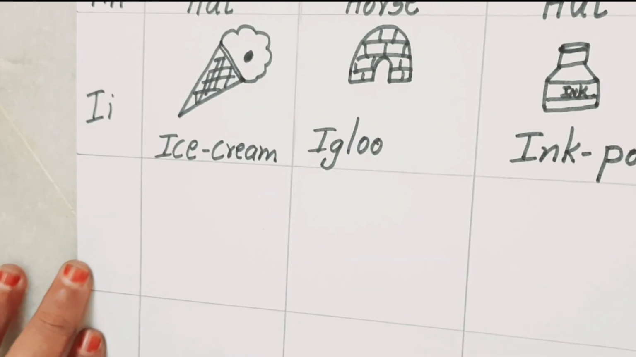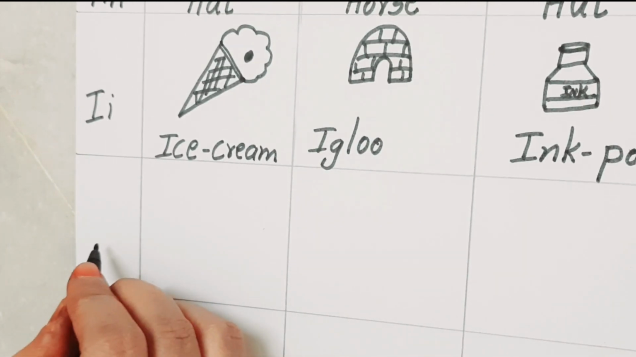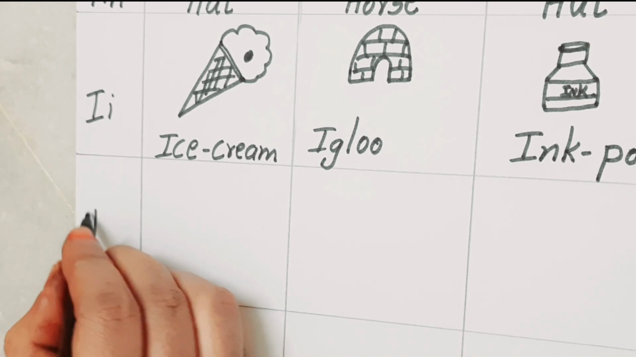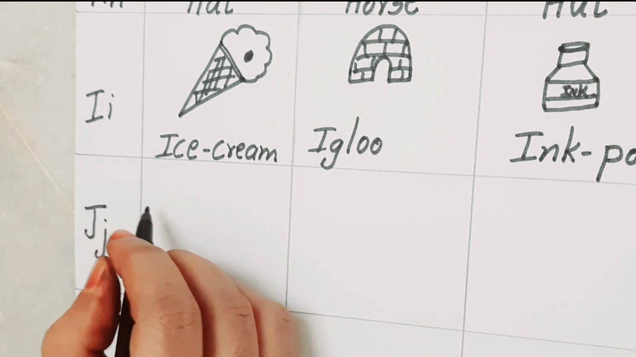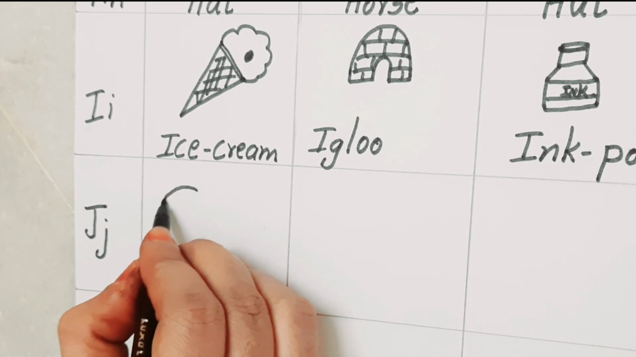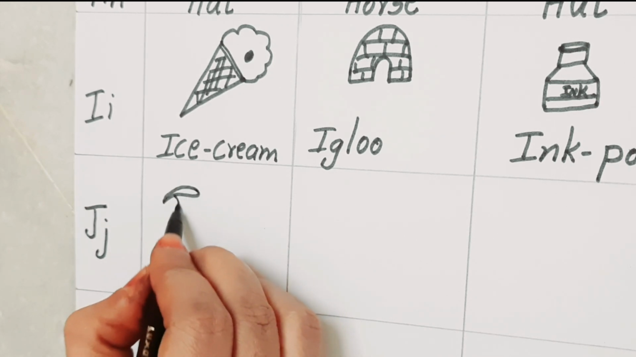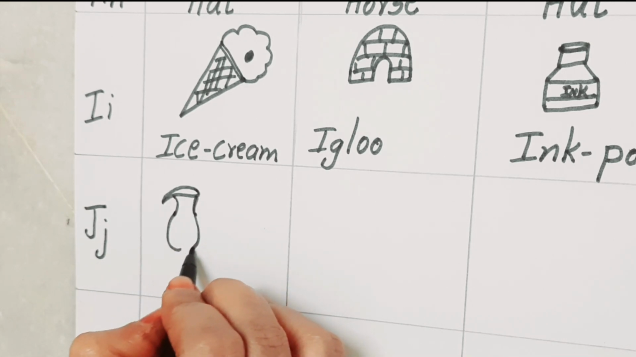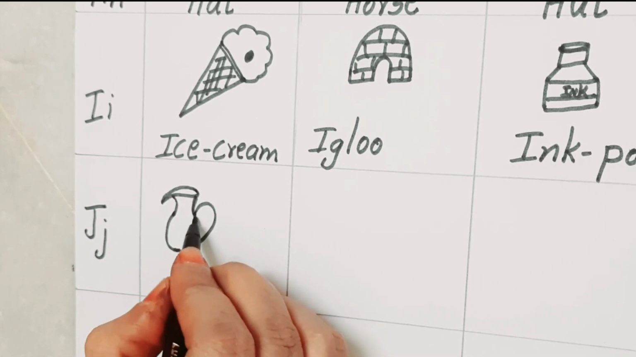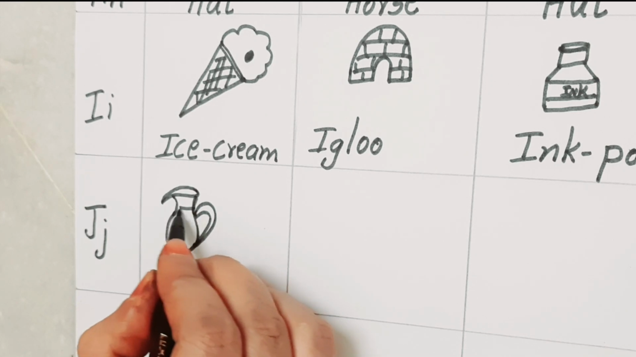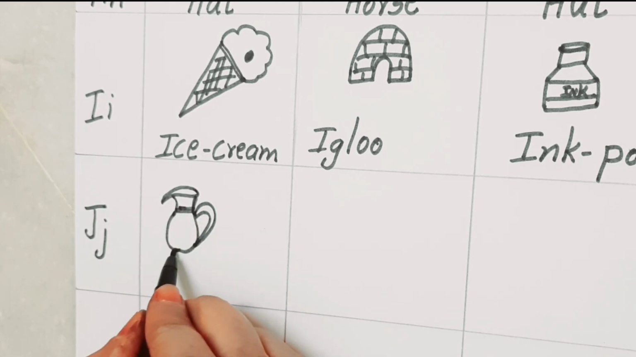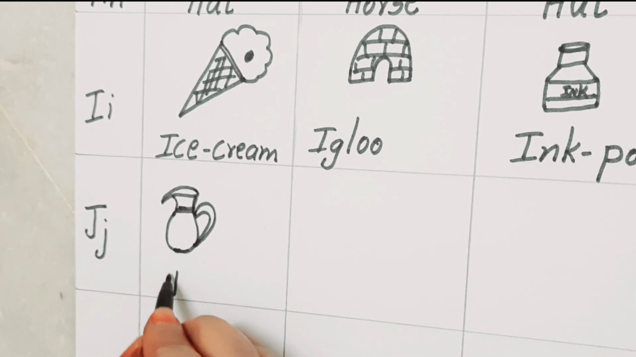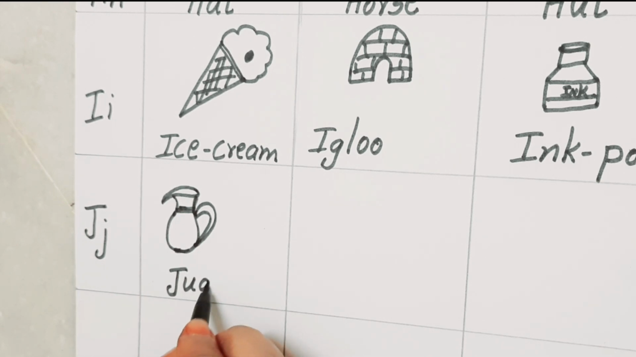And the next letter after I is J. The sound of J is J. The first picture we are drawing here with the letter J is jug. J-U-G, jug.